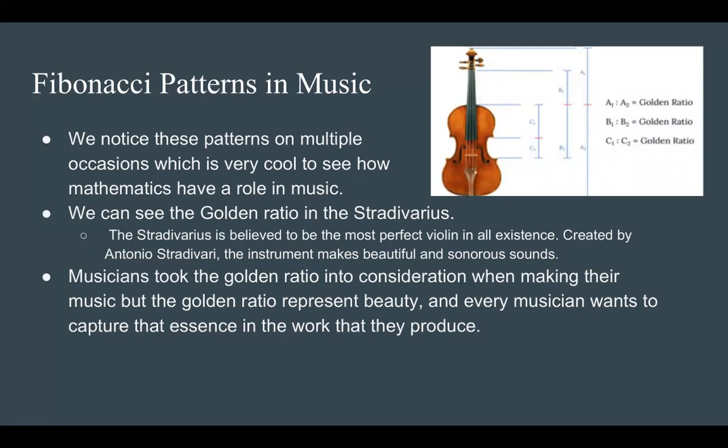The Stradivarius is believed to be the most perfect violin in all existence. It was created by Antonio Stradivari. The instrument makes beautiful and sonorous sounds. Each component of the violin was carefully structured to abide by the golden ratio, as shown in the diagram in the right corner. Musicians took the golden ratio into consideration when making their music, but the golden ratio represents beauty, and every musician wants to capture its essence in the work that they produce.